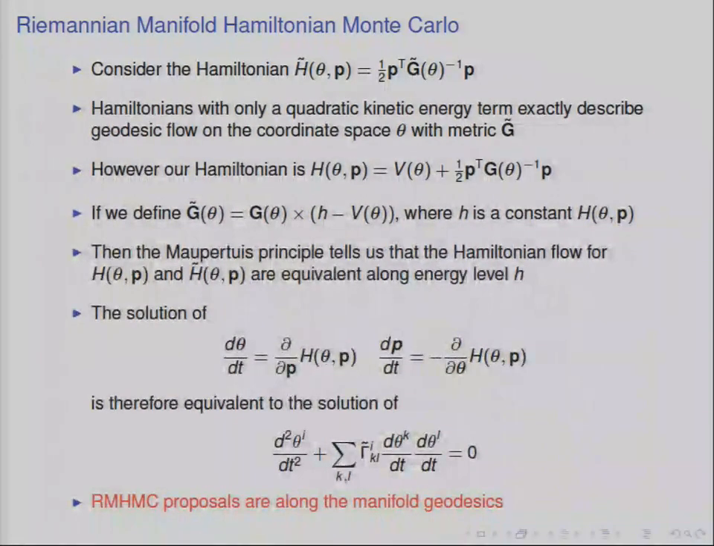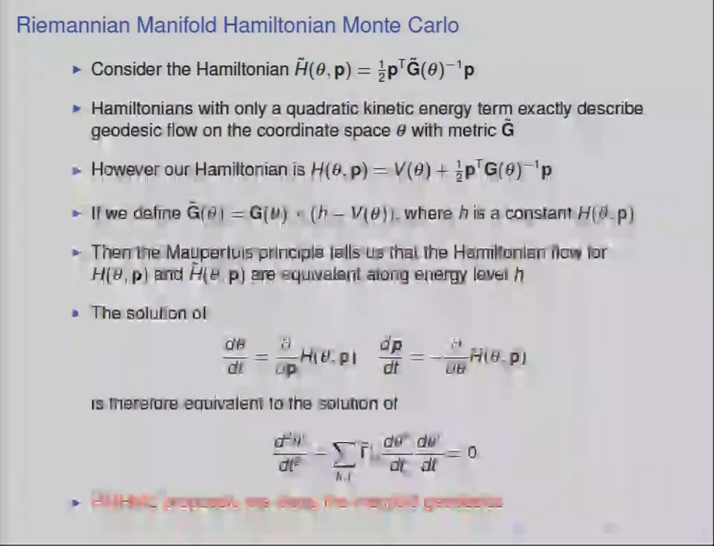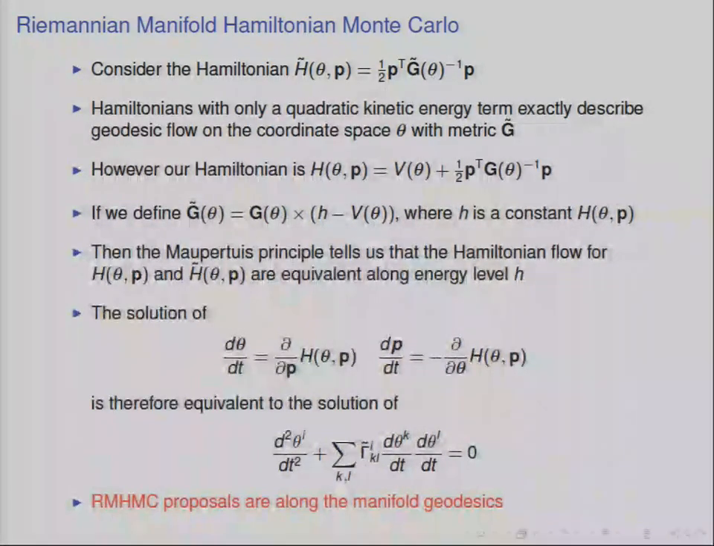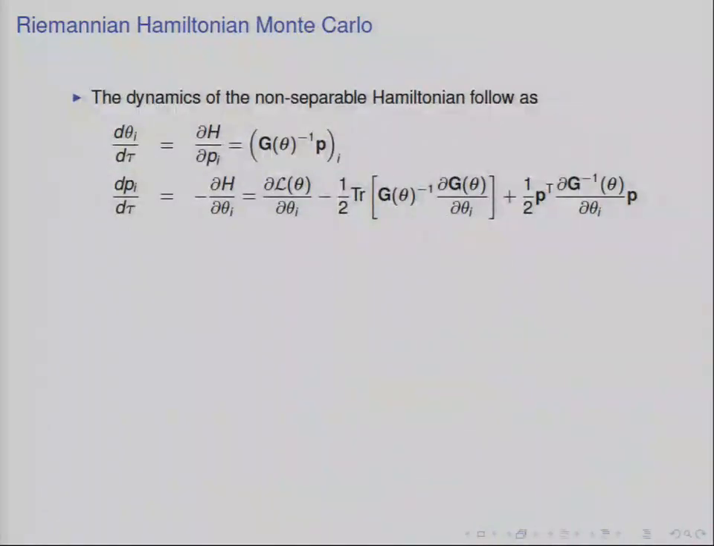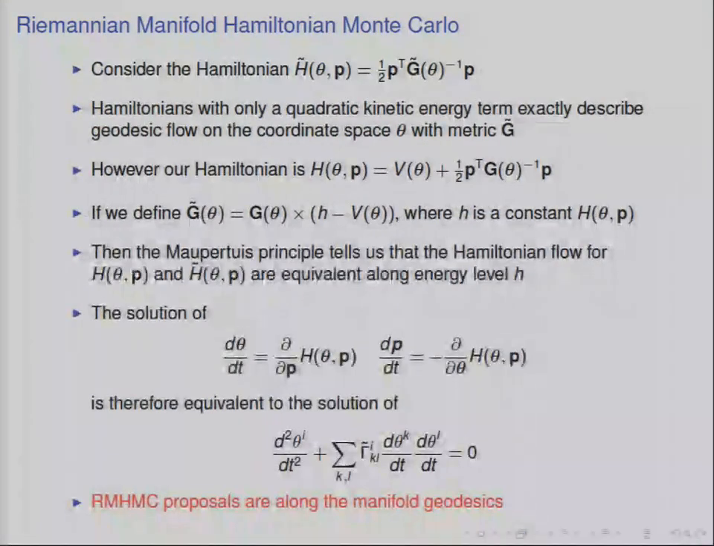So the Hamiltonian Monte Carlo method, defined on this Riemannian manifold, will indeed produce proposals which happen to be geodesics on the manifold, which is pretty cool. Any questions on that?